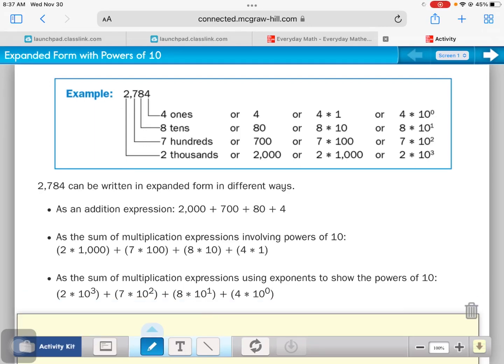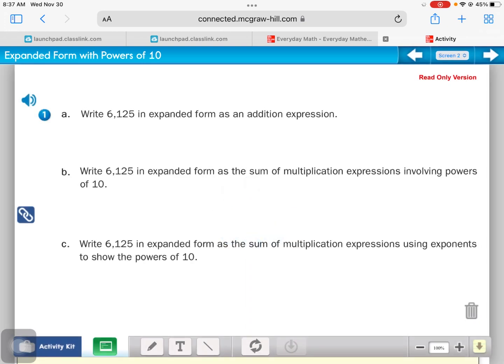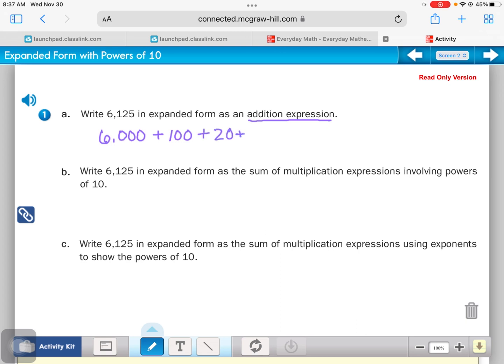All right, so yesterday we had this activity that was a little tricky as your asynchronous work. The important part here is this portion that we're going to go through. So first, it is just connecting what we did on Monday. It says write 6,125 in expanded form as an addition expression. So we would say 6,000 plus 100 plus 20 plus 5.